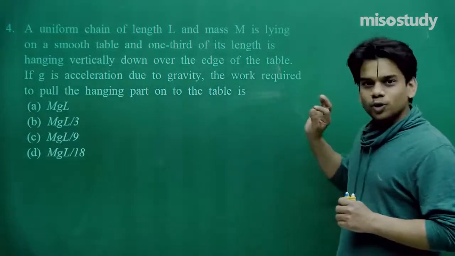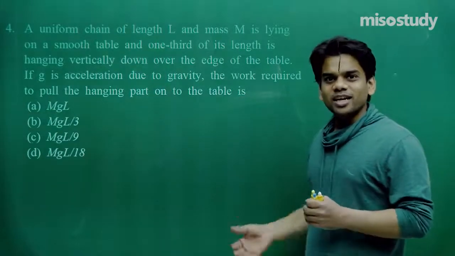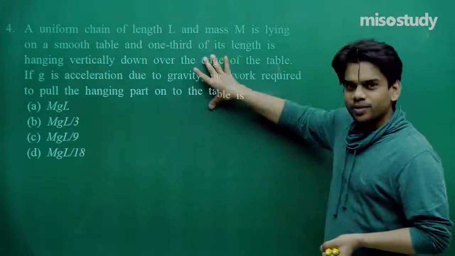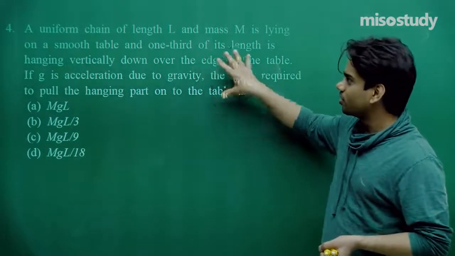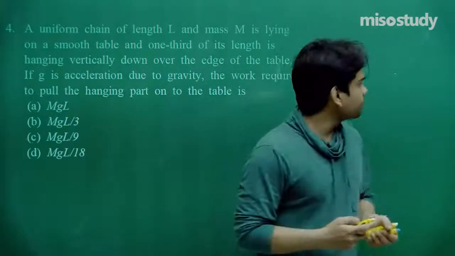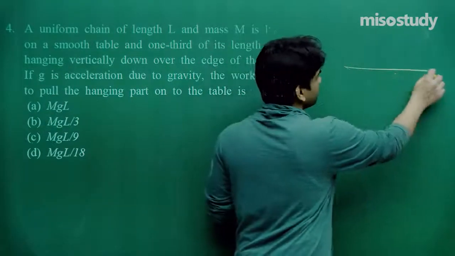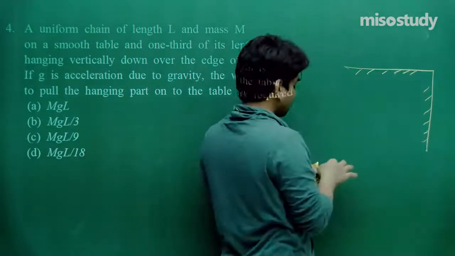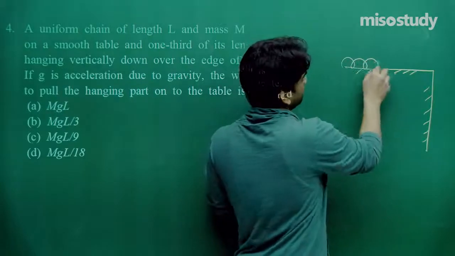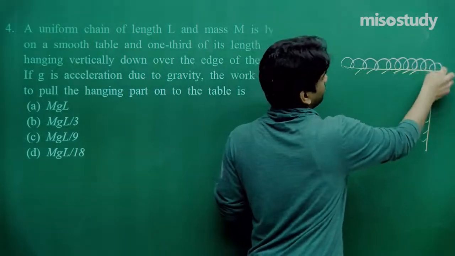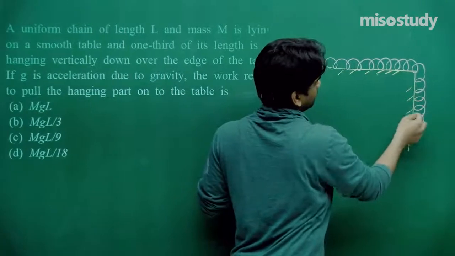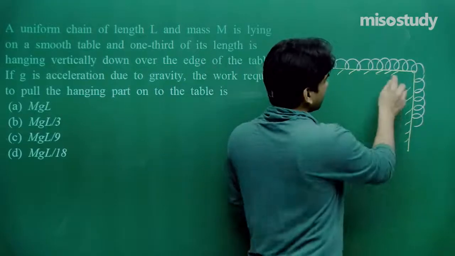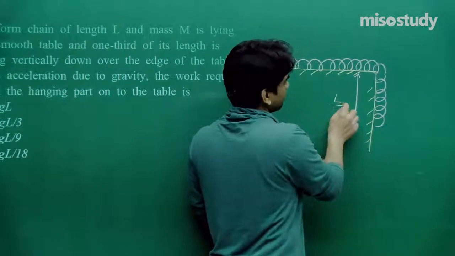So what I'm going to do is draw the diagram that we can clearly understand from the statement of the question. It says that a uniform chain of mass M rests on a smooth table. 1/3 of its length is hanging vertically down. So if this is the table, 1/3 of it is hanging. This is the chain. Now see here, this hanging length will be L by 3.